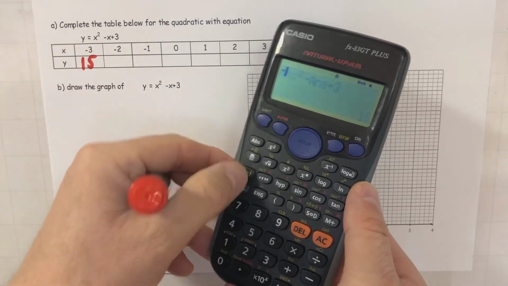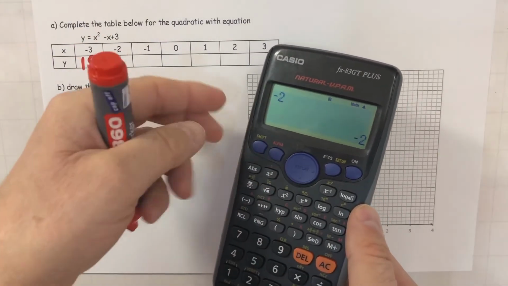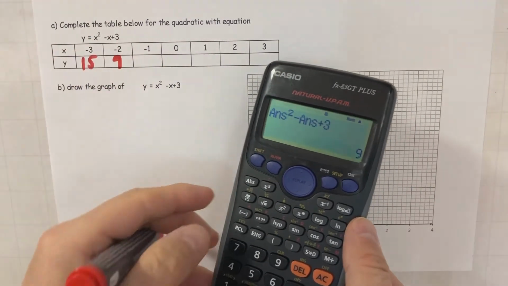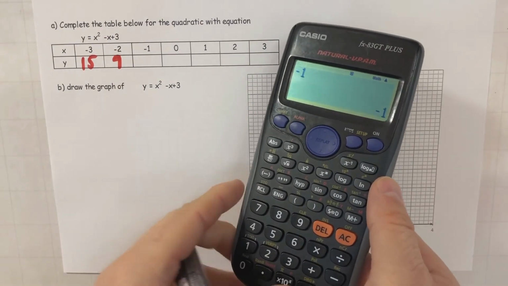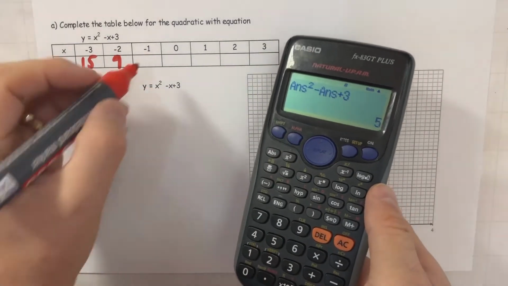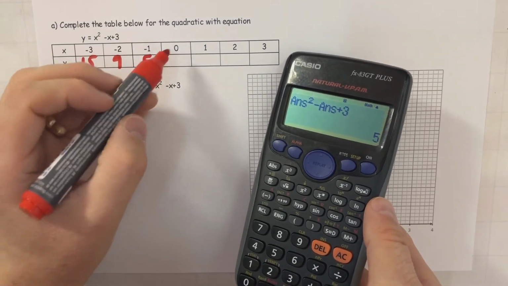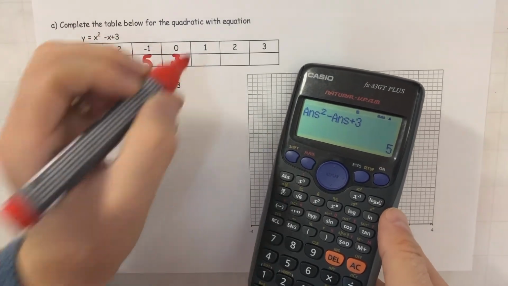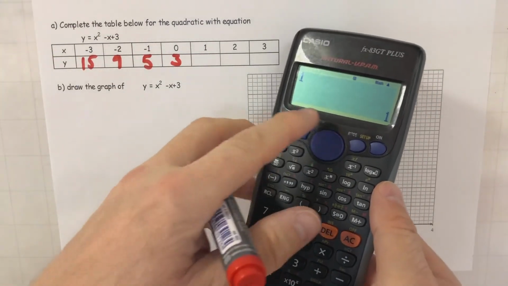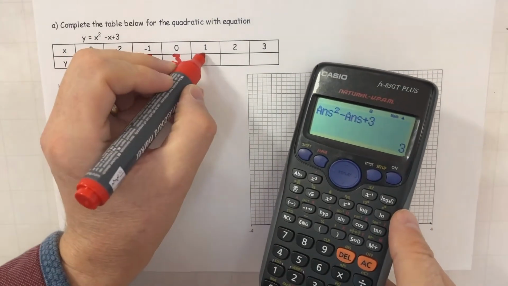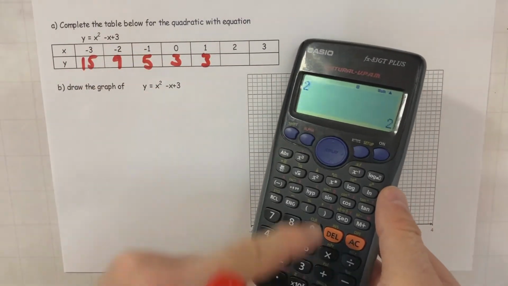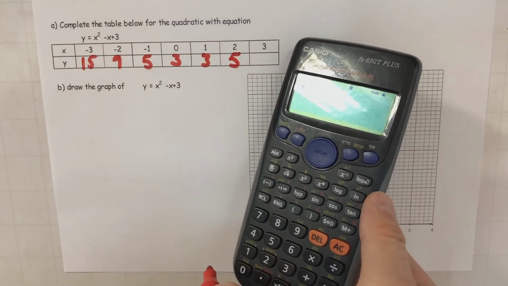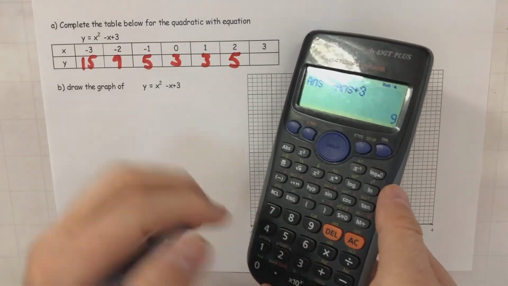Repeat myself again, -2, press equals, but because I haven't cleared anything, arrow up, press equals, 9. -1, press equals, arrow up, press equals, 5. Now, as I said on the previous 0, I don't need to use the calculator. Nothing, 3, it'll be 3. 1, press equals, arrow up, press equals, 3. 2, press equals, arrow up, press equals, 5. And 3, press equals, arrow up, press equals, 9.